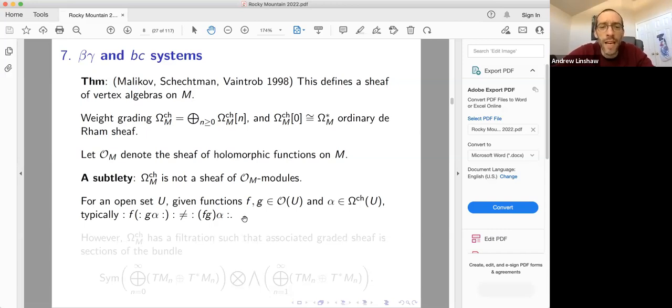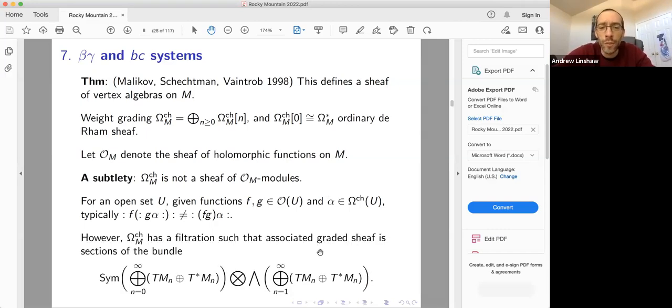So even though this is not exactly a sheaf of modules, it has a filtration such that the associated graded object is the sheaf of sections of this vector bundle. It's symmetric powers of a bunch of copies of the tangent bundle and cotangent bundle, tensored with exterior algebra on a lot of copies of tangent and cotangent bundle.